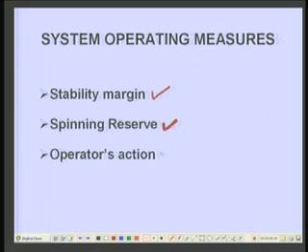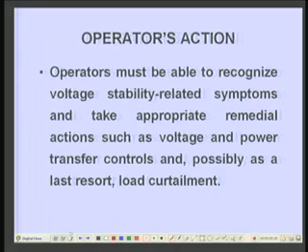Next is operator's action. Idea here is that these are the two which you can plan at the operating stage when you operate your system. Next is the operator's action, operator's intervention, how the operator can actually monitor the system, look at the complete system as a whole and take necessary action. I will talk about the operator's actions in more detail.